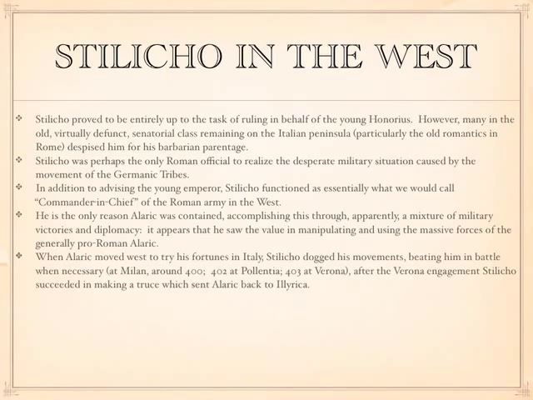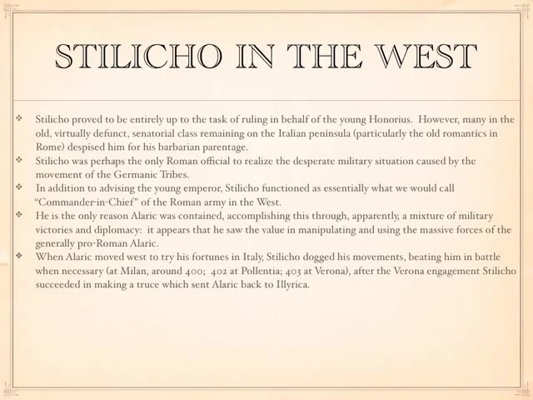When Alaric moved west out of the Balkans to try his fortunes in Italy, after all, the Balkans hadn't proved very, very healthy for him. He had his little kingdom in the Balkan Peninsula, the Illyrican area of the Balkan Peninsula. But he couldn't expand, and he couldn't impress the Romans to give him a title based on what he was doing, which was basically raping and pillaging when he got the chance. He moved to Italy, a much weaker Roman army as he thought existed in Italy, but he underestimated Stilicho.